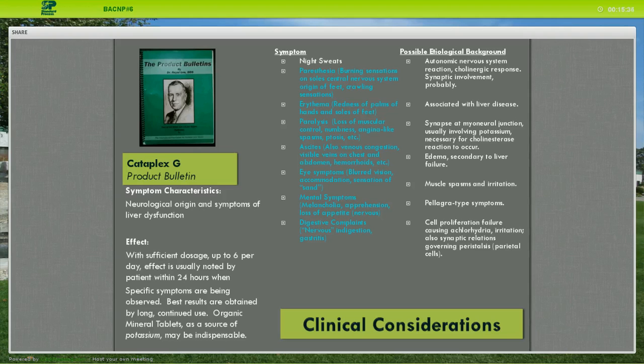Hemorrhoids would be another great example of too much fluid buildup in the system because the vasculature has lost its tone. Often we see eye symptoms and some mental symptoms like melancholy or loss of appetite, kind of that nervous loss of appetite.